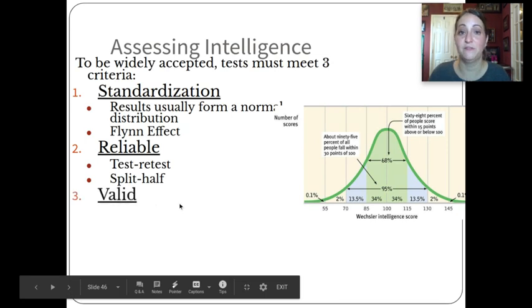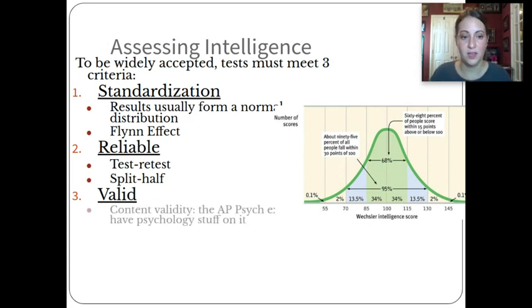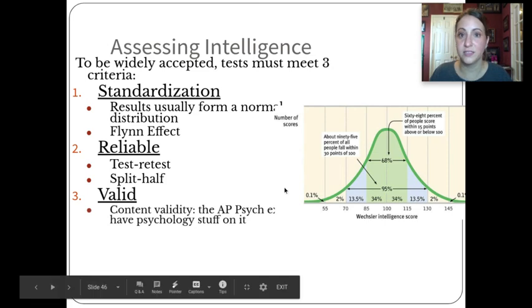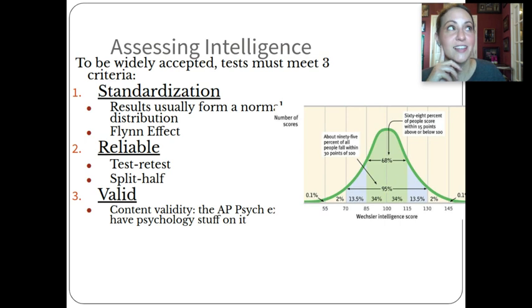And a test needs to be valid, meaning it needs to measure what it's supposed to measure. So it has to have content validity, meaning the AP Psychology test should have AP Psychology questions on it. It would not be a very valid test if I was all like, hey, let's throw some other content on there that they don't know. That's not okay.